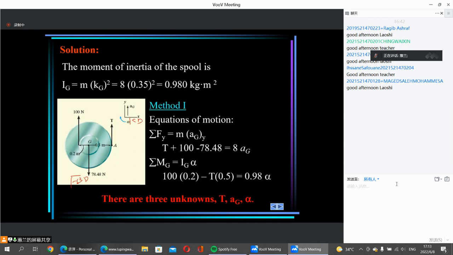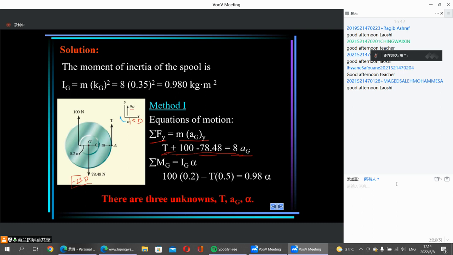Here we have the FBD and the KD, and they should be equal to each other. So we can write down the equations of motion. Sigma Fy equal to MAGY. Sigma Fy is the y component of the resultant of the real force system, calculated from the FBD. So that's T plus 100 Newton minus the weight, equal to the resultant force of the KD, the kinetic force MAG. Here we have T and AG unknown. We can write down another equation about T and alpha.